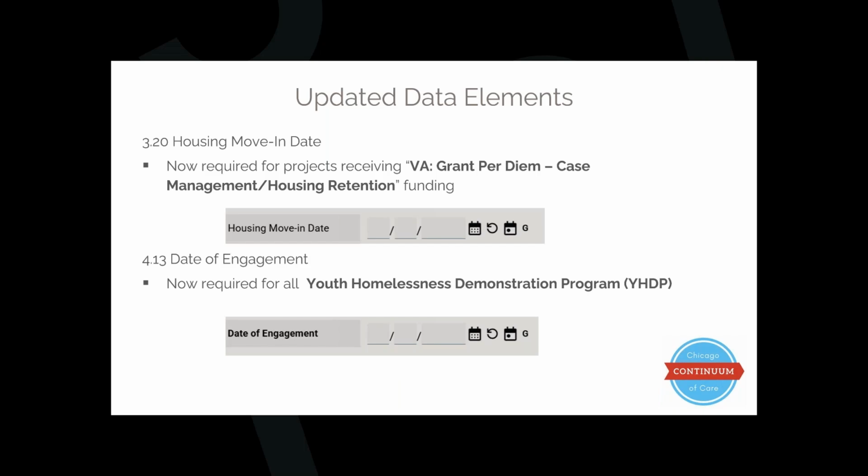The next one is going to be for date of engagement. Again, these questions aren't changing. The wording or how they function are not going to change. What's changing is the requirement, or the addition of new funding to the requirement. So for date of engagement, projects that are funded for Youth Homeless Demonstration Program, which is YHDP, are going to be required to add a date of engagement via project entry for all clients going forward. October 1st is going to be the date on which that takes effect.